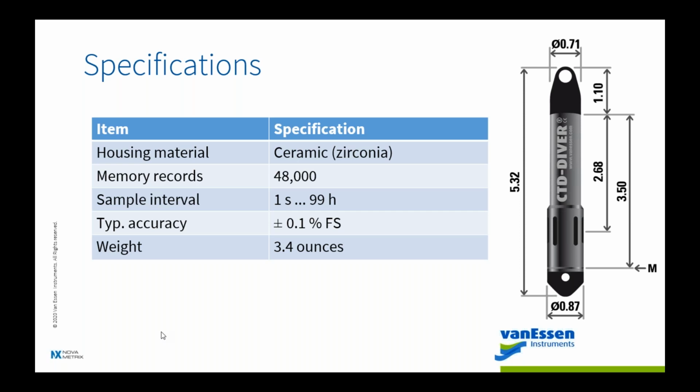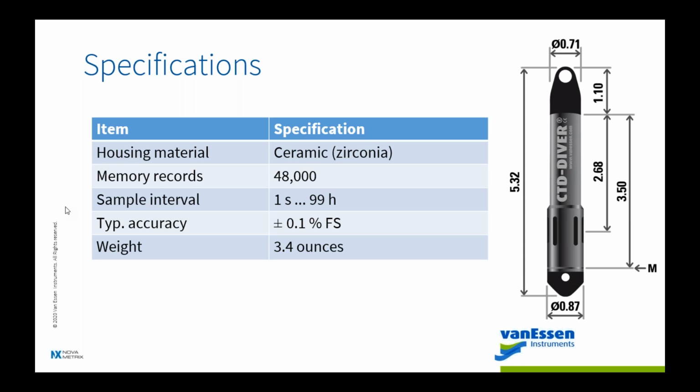Technical specs on these units are here. You can see the sizes off to the side. This unit will fit in a 1-inch well and have plenty of wiggle room. The housing material I've mentioned a few times now, but I'll say it again, is ceramic and is zirconia. The memory recording capability for this unit is 48,000, and that is the conductivity, temperature, depth, timestamp, date stamp, those 5 pieces, one measurement, 48,000 times.